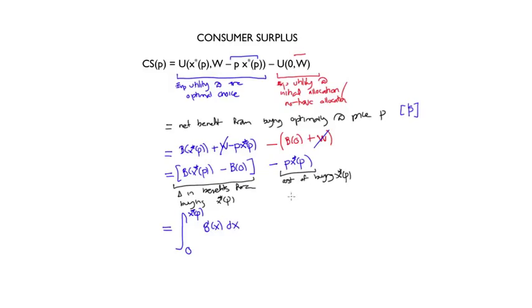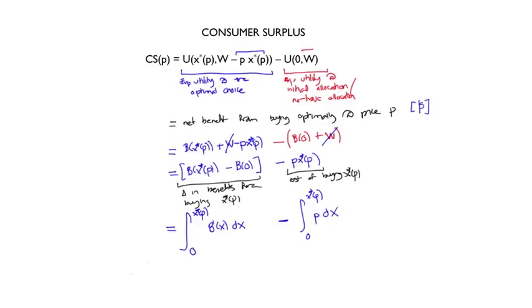Similarly, we can write this term, and I'm just doing this to help you with the math, it's not really necessary, as minus the integral from 0 to x star of p of p dx. If you solve this integral, you will get that term.